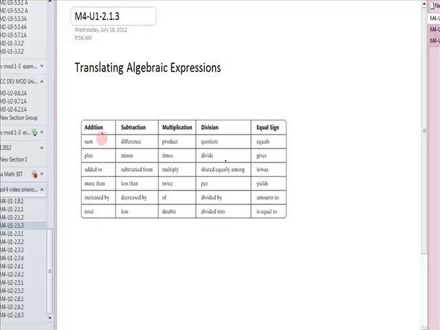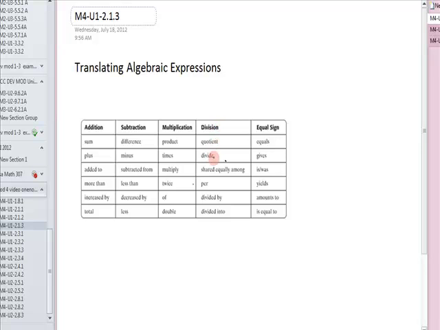Some key words that mean to add are sum, plus, added to, more than, increased by, total. Some words or phrases that mean to subtract are difference, minus, subtract from, less than, decreased by, and less. Multiplication has product, times, multiply, twice, of. Now, of only means to multiply when you're dealing with fractions. Sorry, that's kind of messy, but only when you're dealing with fractions.